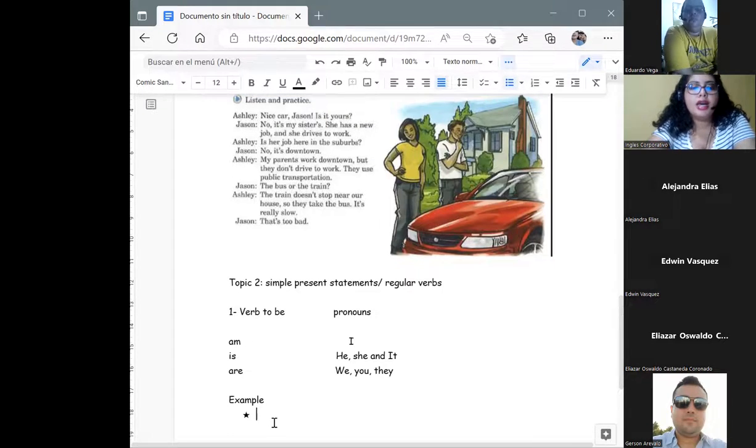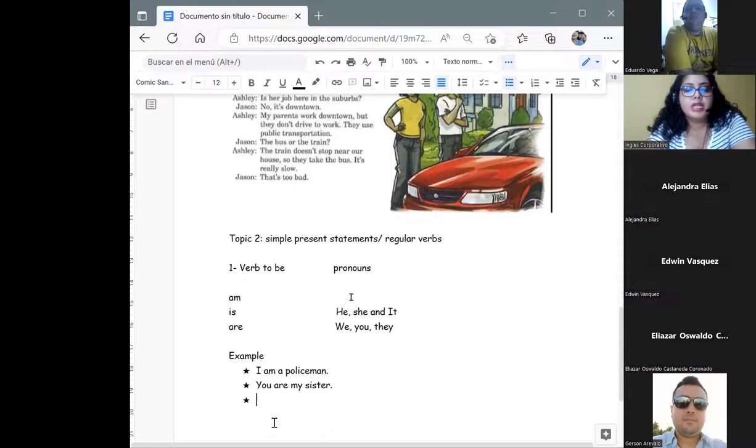Let's see this one. I am a policeman. Soy un policía. That is a very simple sentence. I am a policeman. Tengo mi pronombre, mi verbo to be y mi complemento en este caso. You are my sister. Tú eres mi hermana. She is the teacher. Ella es la maestra. He is angry. Él está enojado.